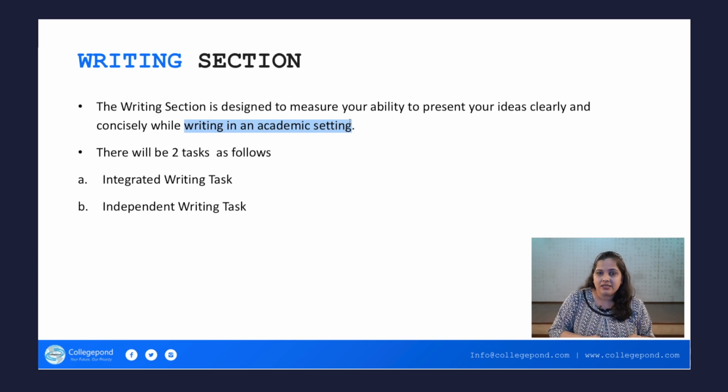There will be two tasks, and they will be called the integrated writing task, which is the first task on your test, and the independent writing task. The integrated task basically means that you will need to integrate two of your English skills, your reading and listening, and then you have to present an essay. And the independent writing task actually requires you to showcase your proficiencies only in writing. So let's move ahead and try to understand this section in a better way.